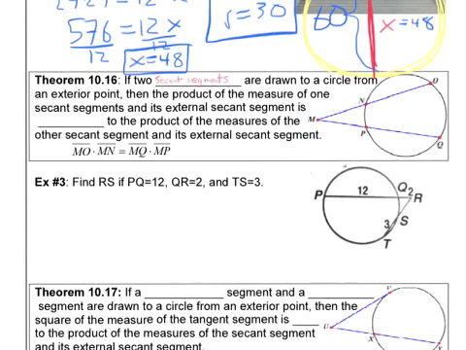then the product of the measures of one secant segment, so the whole segment, and its external secant segment, so the outside part, is equal to the product of the measures of the other secant segment and its external secant segment. So we take the whole thing times the outside part, set it equal to the other whole thing times the outside part. That's all there is to it.